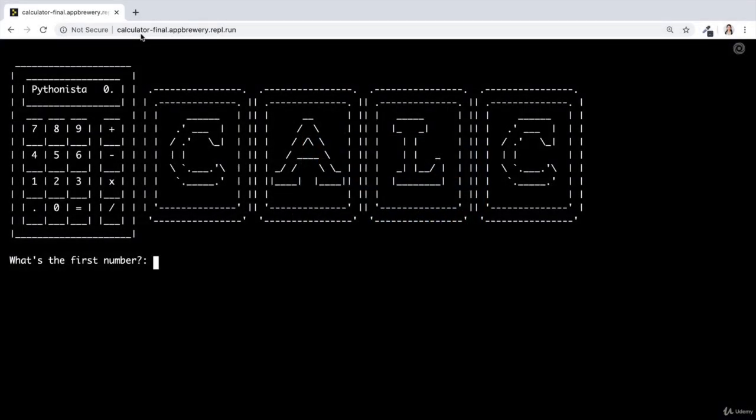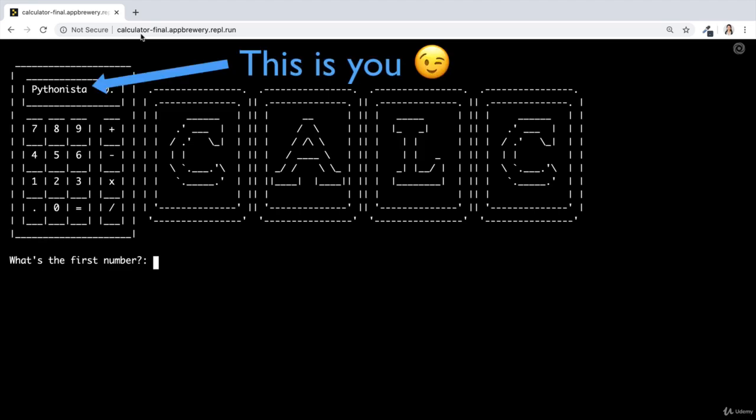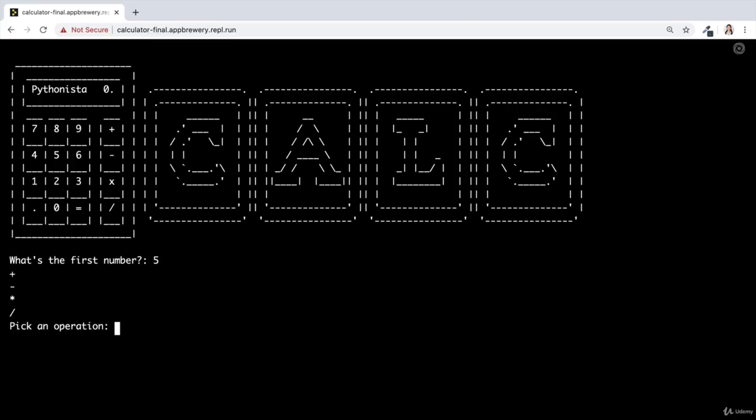I think at some point in every programmer's life, they will have built a calculator app. So if that hasn't already happened to you, then today is your lucky day, because that's exactly what we're going to be making. So it's a simple text-based calculator, and we can start off by writing a number and then picking one of the operations: plus, minus, multiply, or divide.